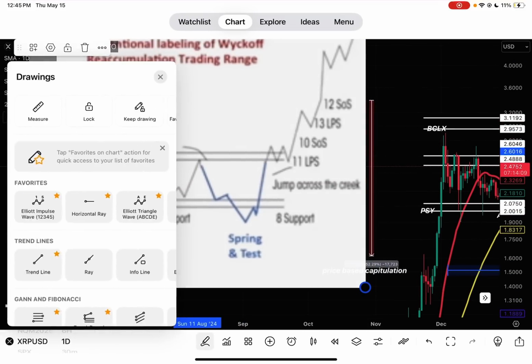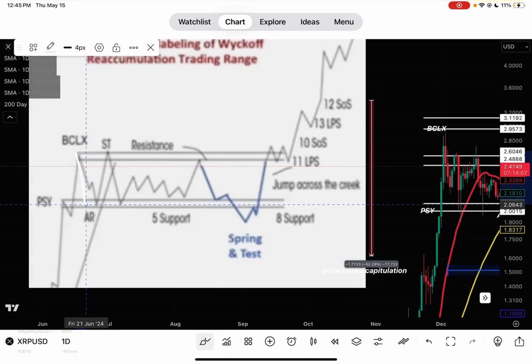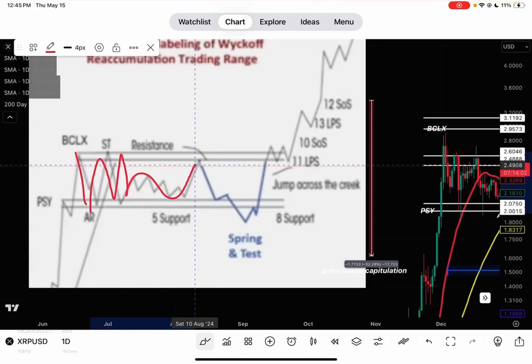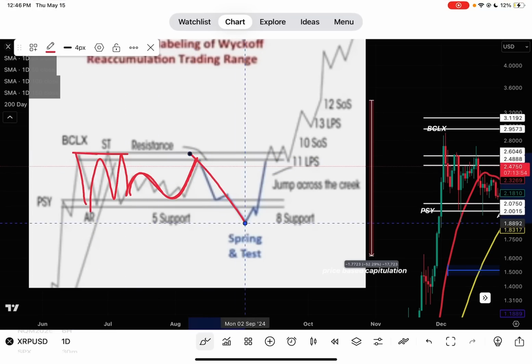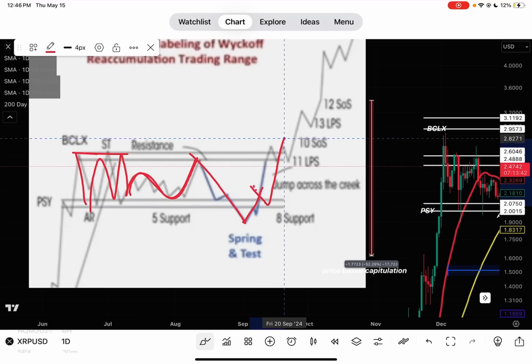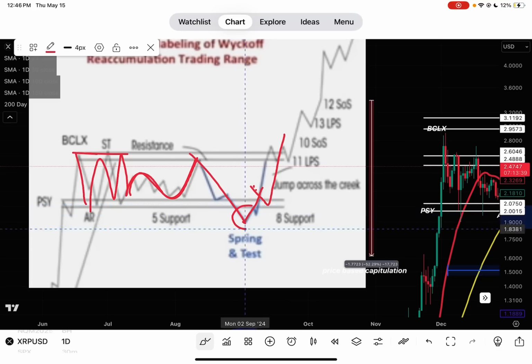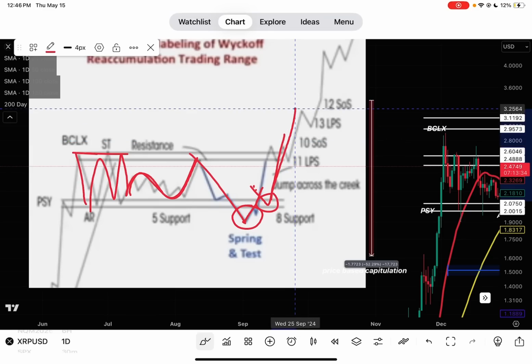You have accumulation. You can consider this to be your accumulation, right? You even have a fake out to the upside a few times. This one was a big fake out, and then you slam back down below the range. Then you have a reversion back into the range, and you usually test the bottom of this range before you have continuation up. So this is considered your spring or your manipulation. This is considered your test, and then you have what's called your jump across the creek.